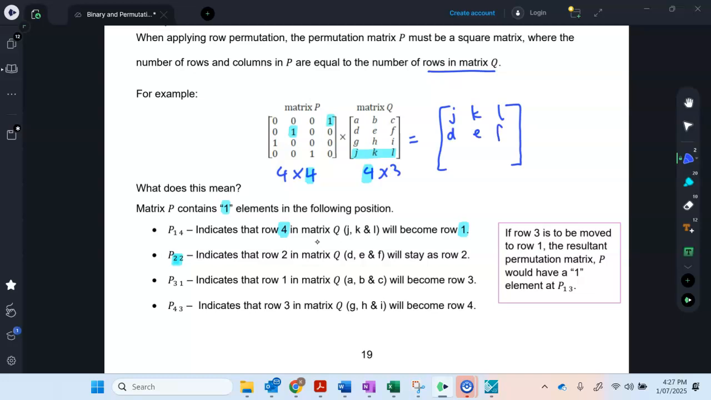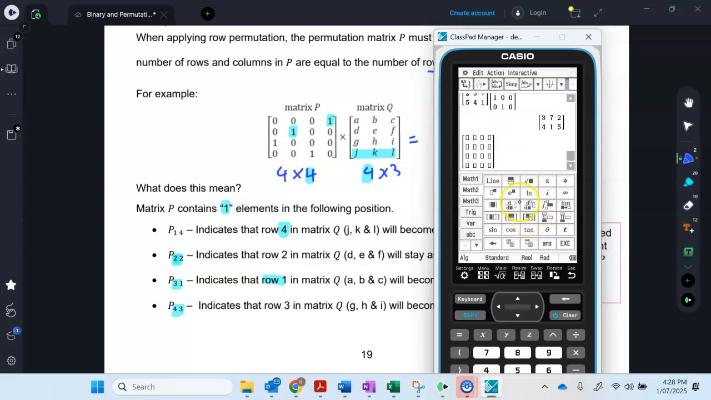So DEF. All right, then we've got 3, 1, which indicates that row 1 now becomes row 3. So row 1, which is ABC, now becomes row 3, ABC. See how it's a whole row that's changing? And then 4, 3, so the last one we have to do is row 3 now becomes row 4, so JKL.